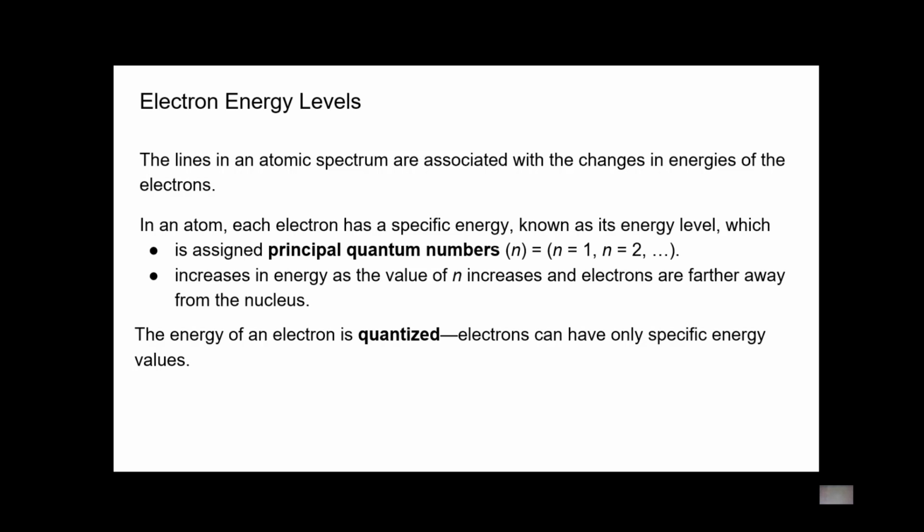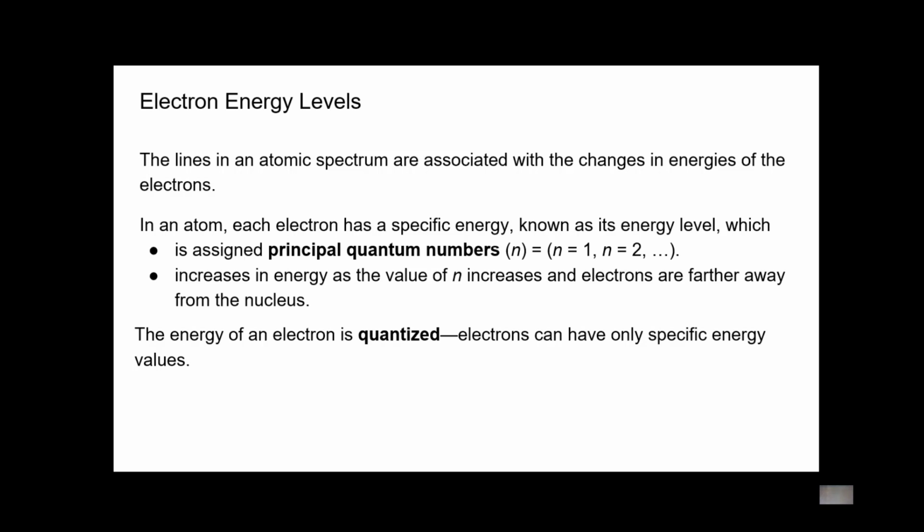Okay, so electron energy levels. The lines in an atomic spectrum are associated with the changes in energy levels in electrons. So in an atom, each electron has a specific energy, and that's known as its energy level. It's also called the principal quantum number, and it begins with a small n. So it's n equals 1, n equals 2, n equals 3, and so forth. n equals 1 is the lowest energy, n equals 7 is the highest. And it increases. So we start with 1 and we go out.